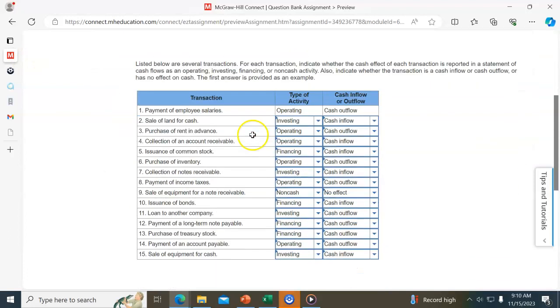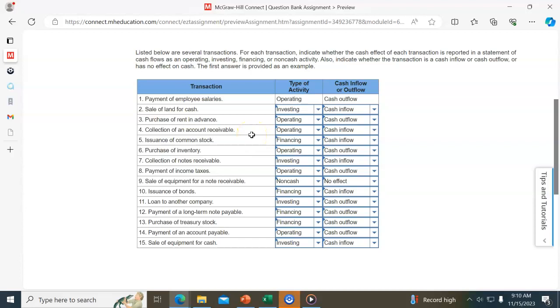So, listed below are, and I promise you'll have plenty of time to look again, guys. But it's a good idea to take a picture of it first. What I want you to do is think it through. Listed below are several transactions. For each transaction, indicate whether the cash effect is reported in a statement of cash flows as an operating, investing, financing, or non-cash, and if it's an inflow or an outflow.